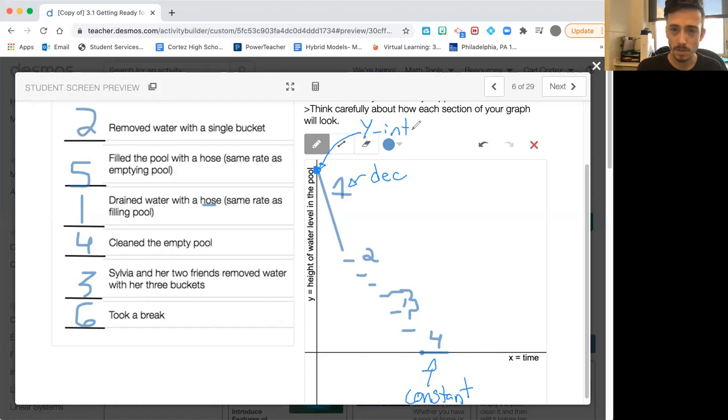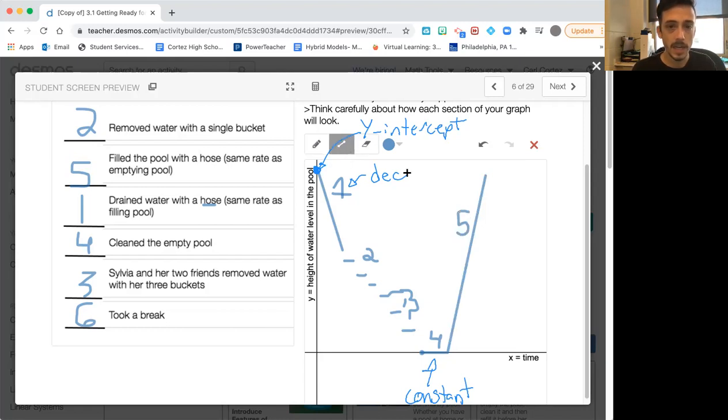Does that make sense? We can already say a lot just based off of that. So what's going on next? We are filling this back up the whole way using the same steepness as 1. So I'll do my best to make sure that's shown, pretty steep. And this was the 5th increment. And then taking a break.